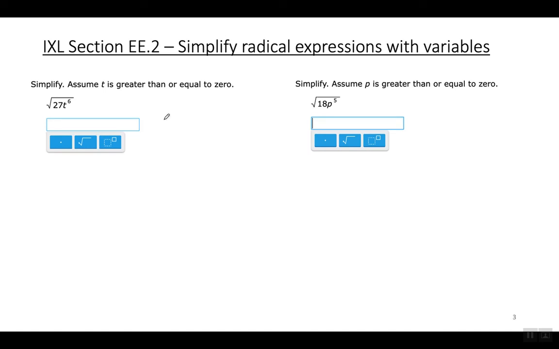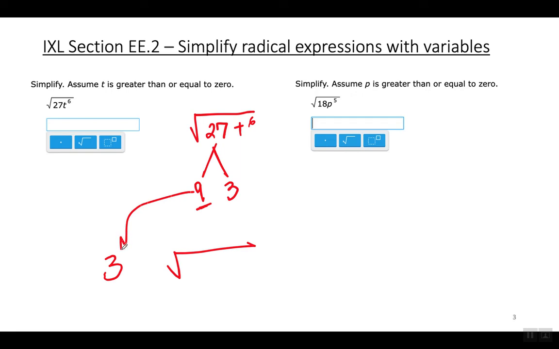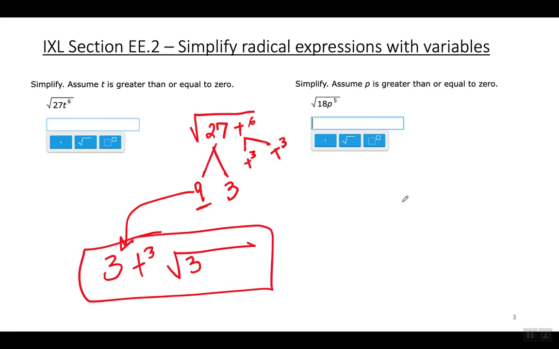All right, so here's our next few examples, all right? So let me first deal with the 27. 27, I break it up into 9 times 3. The square root of 9 is 3. And this 3 I can't do anything with, so it stays underneath the radical sign. Now t to the 6th power, I could break it up into t to the 3rd times t to the 3rd. So that means the square root of t to the 6th power is t to the 3rd power. And there's my answer. For the people that don't see that, let's do it the slow way.